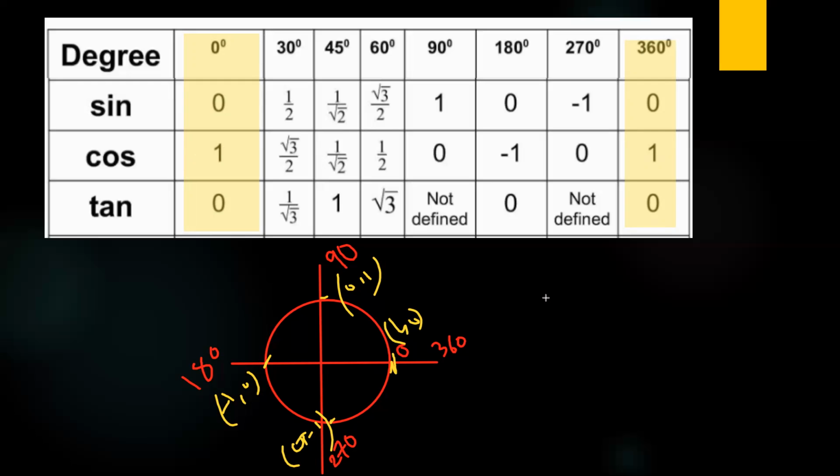For angle 30, as we said before, its sine is half, its cosine is square root of 3 over 2, and its tan, you just have to divide the sine over cosine, we get it as 1 over square root of 3.